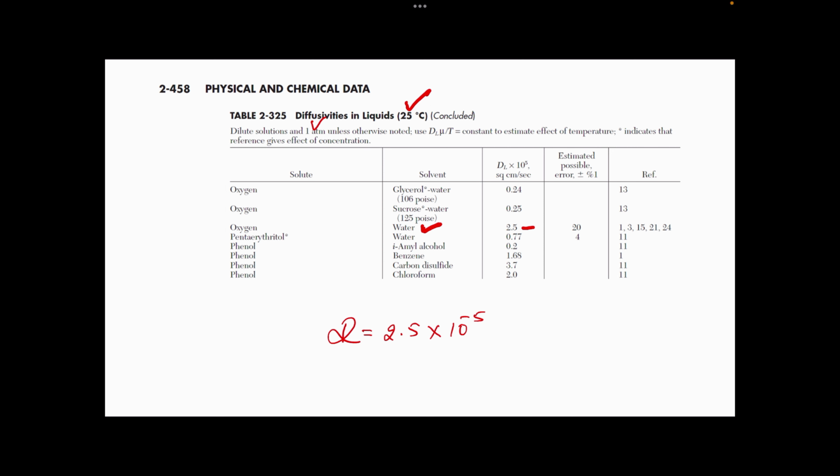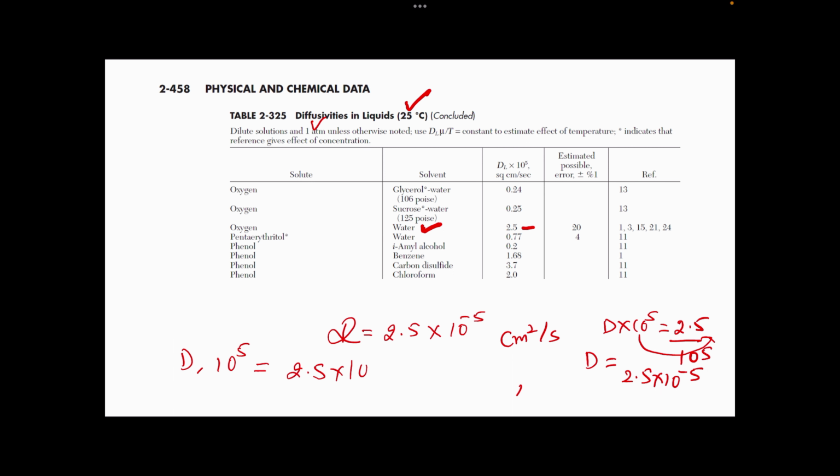So don't get confused. This is D into 10 raised to 5 is equal to 2.5. So D is equal to, if you take this to the other side, D is 2.5 divided by 10 raised to 5. That is the reason it becomes 2.5 into 10 raised to minus 5. Don't read it as 2.5 into 10 raised to 5. If it was a comma, then we would just be multiplying the number. For example, if it was something like D comma 10 raised to 5, then I can read it as 2.5 into 10 raised to 5. But in this case D into 10 raised to 5, so it becomes 2.5 into 10 raised to minus 5 centimeter square per second. So this is the solution for B.